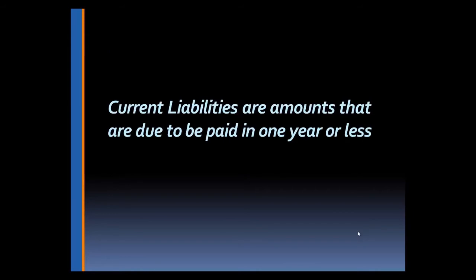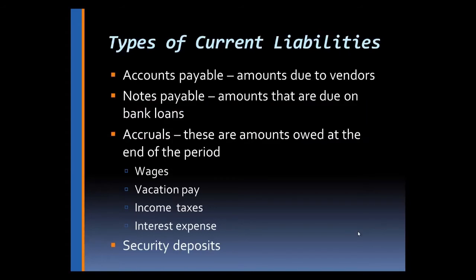Current liabilities basically are amounts that are due to be paid within 1 year or less. So they are the alter ego of current assets. Here are some types of current liabilities. The most common is accounts payable. Those are amounts due to your vendors for merchandise and goods purchased.